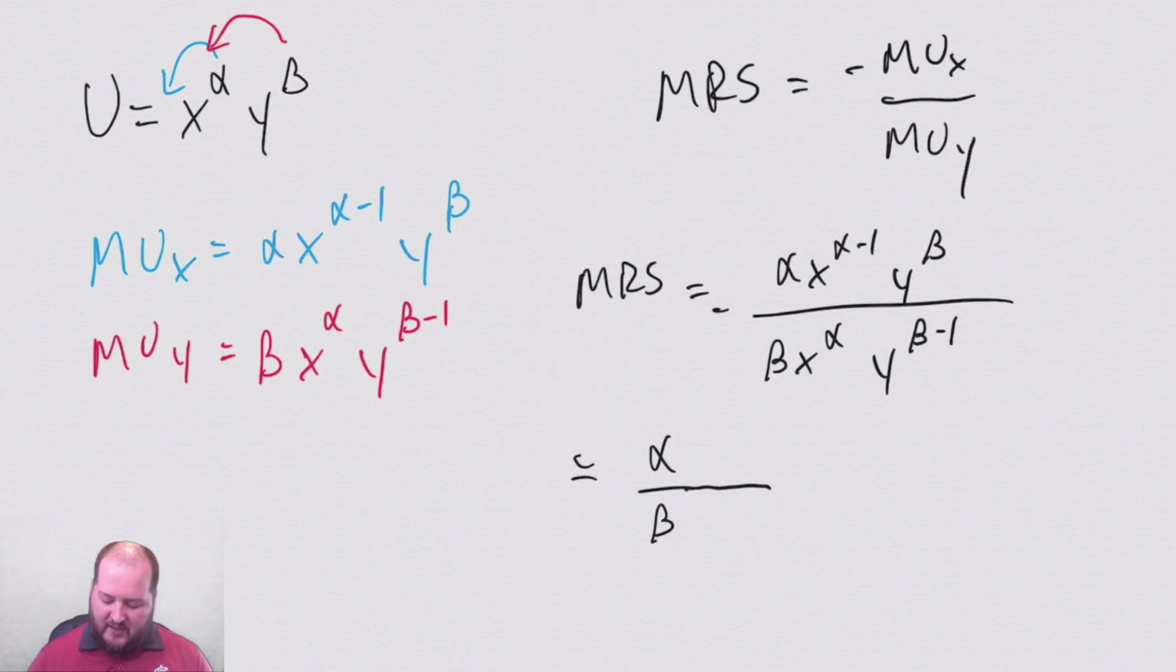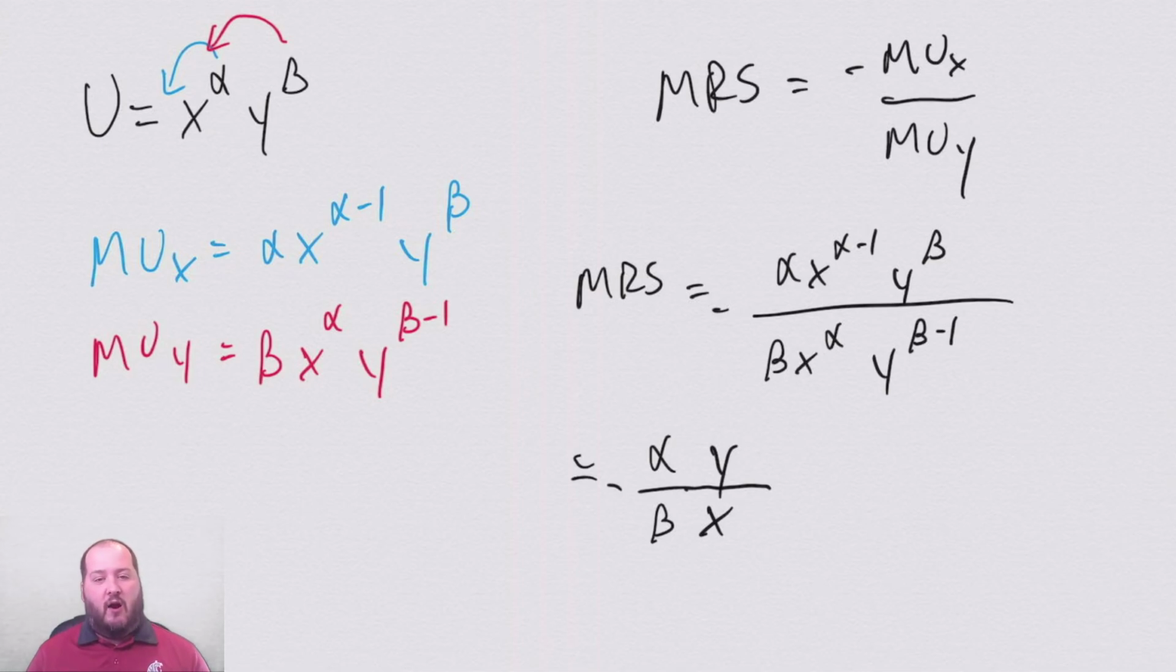Then I'm going to have x to the alpha minus 1 divided by x to the alpha. So that's x to the alpha minus 1 minus alpha. So the alphas cancel out, and I have x to the negative 1 power, which again is just 1 over x. So x goes in the denominator. Then I have y to the beta divided by y to the beta minus 1. So that's y to the beta minus (beta minus 1), but the beta minus 1 is in parentheses. So again, the betas cancel out, and I end up with just y to the 1 power, which is just y in the numerator. And your negative sign.